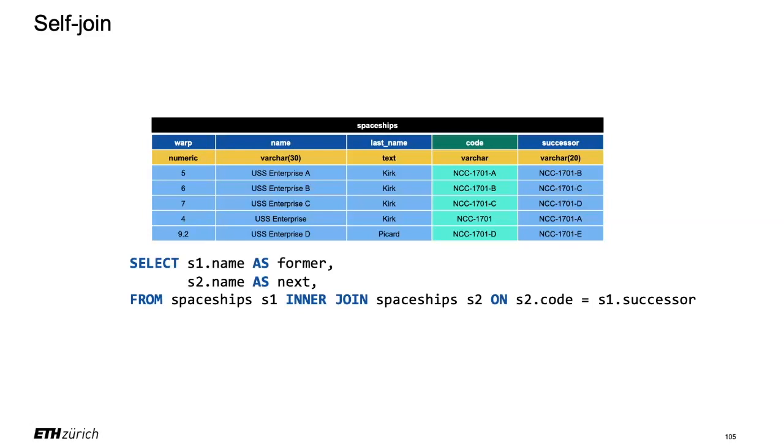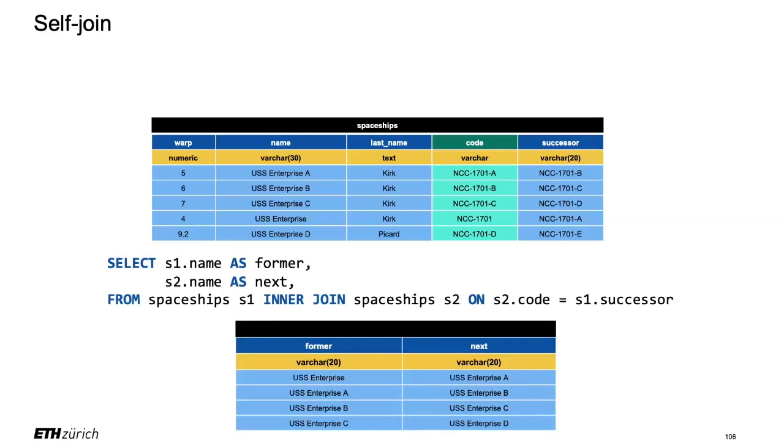And what I can do is then write a query like this that has spaceships inner join spaceships, but now I call one S1 and the other one S2 to just disambiguate them. And I'm saying that S2's code must match S1.successor, right? So this is how I match the table to itself. And then I'm going to get all the combinations, but now with the names, right? I output the name of the former and the name of the next one.